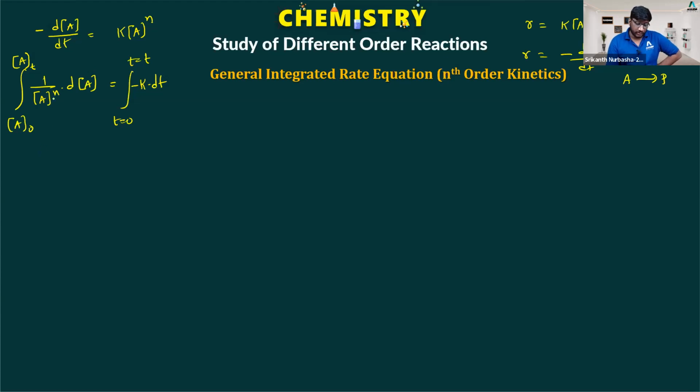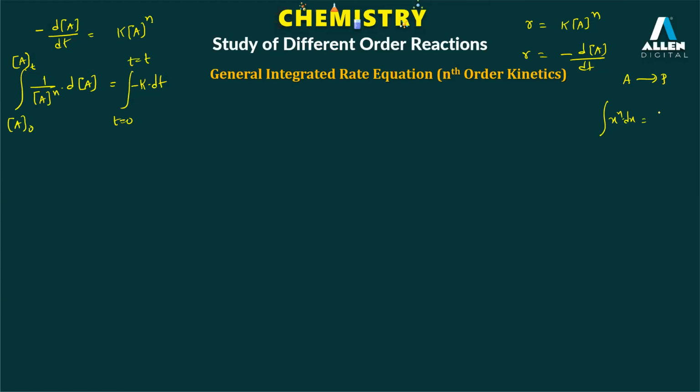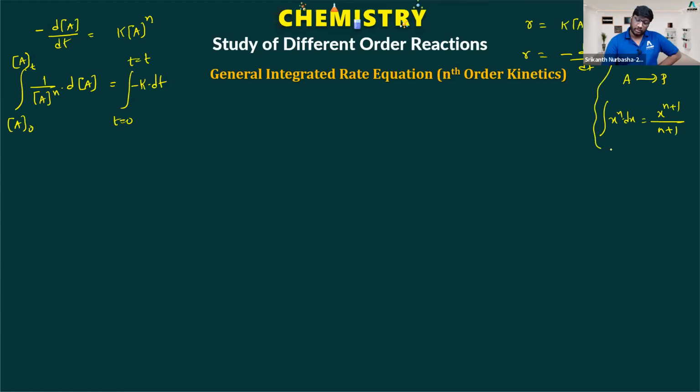What is the integral? Integral x power n dx. What is the formula? x to the power n plus 1 upon n plus 1. Here you can use a similar formula. I can write concentration of A whole power minus n, so concentration of A whole power minus n plus 1 divided by minus n plus 1, evaluated from concentration of A at time t equal to 0 to concentration of A at any time, is equal to minus k into t. Time varies from t equal to 0 to t equal to t.